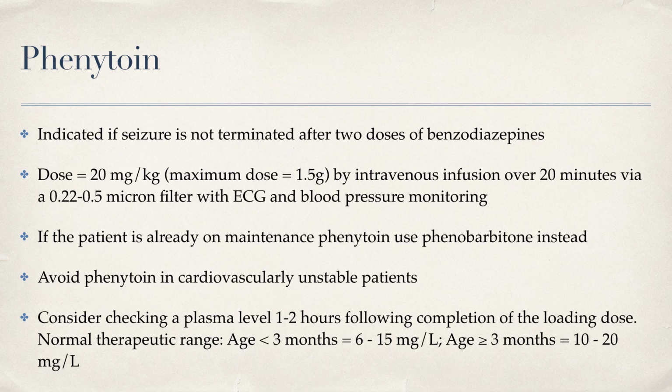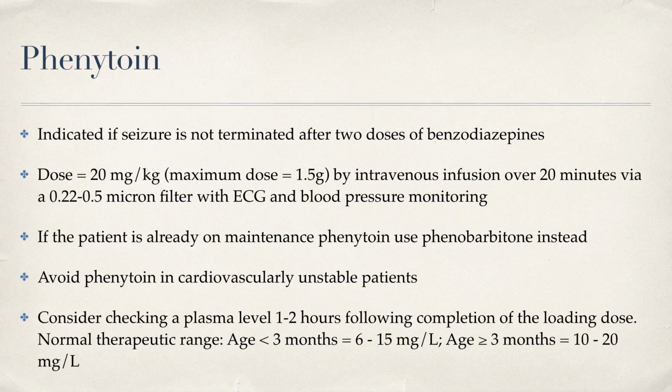You can consider checking a plasma level 1 to 2 hours after completion of the loading dose of phenytoin. The normal therapeutic range is 6 to 15 milligrams per litre for those under 3 months of age, and for those 3 months of age and greater, it is 10 to 20 milligrams per litre. This isn't something that I would routinely do in all patients, as most of the time you give a phenytoin loading dose and don't give any more because the seizure is terminated and there's no further recurrence. So I'd probably reserve phenytoin levels for patients who have recurrent seizures following the phenytoin loading dose, or where I'm planning to start maintenance phenytoin.